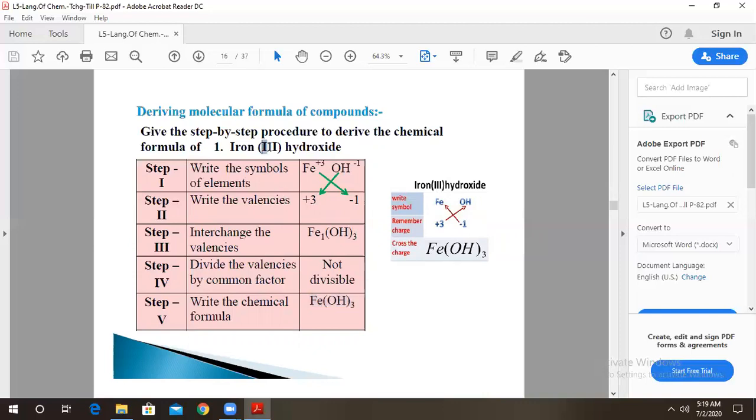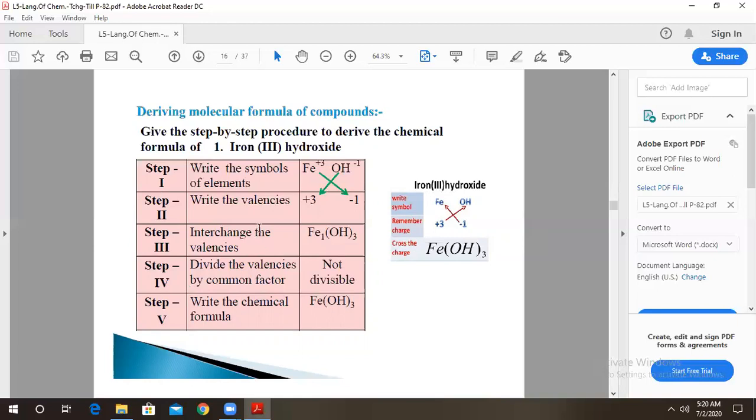That means, see this, iron's valency is 3, so it is combining with 3 hydroxides. So Fe(OH)3. Or this is also a simple way: write the symbol, remember the charge and cross it. Try to use the 5-step method, everyone, as we have seen it.